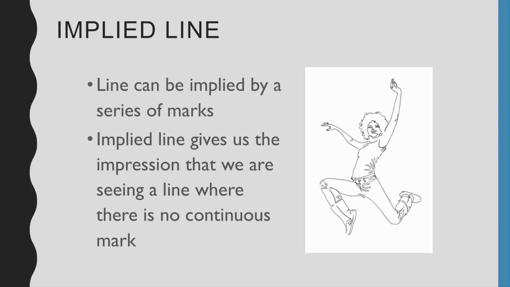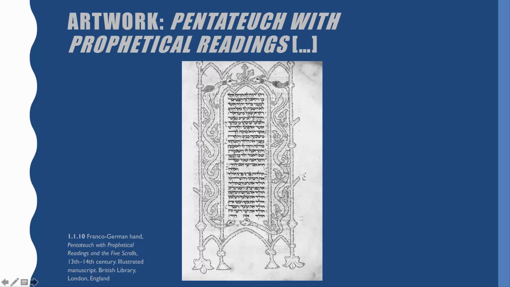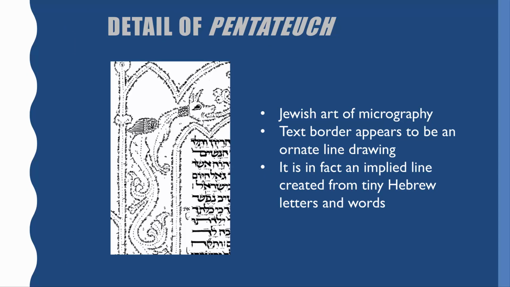An implied line means that the line seems to continue, but there isn't a mark. So for example, the line to us will read it as it continues, but there's really not a line here in her arm or at her neck or even the tip of her shoe. Now to me this is really interesting. The scroll, if you look at the border, you would assume it's a continuous line, but when you zoom in you can actually see that the body and the border there are composed of Hebrew letters and words. And so it is a broken line, so we again call that an implied line.